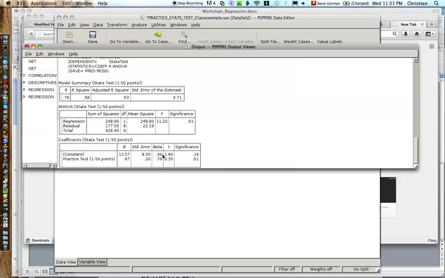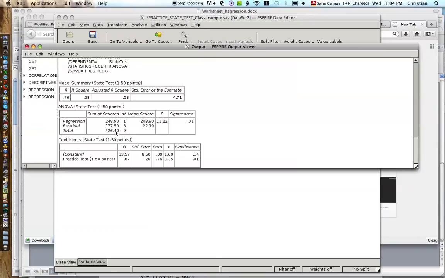Okay, so we know the practice test is a significant predictor, and now if we go up to the Anova table, you don't really have to look at it that much because it just tells you if your regression, this line here, explained more of the total variance than your residual. So we're doing the same thing again as we did for the Anova test. We are comparing the mean square of the regression, 248.9, divided by 22, which gives you an F value of 11.22, and with the degrees of freedom of 1 and 8 you get a significance of 0.01.